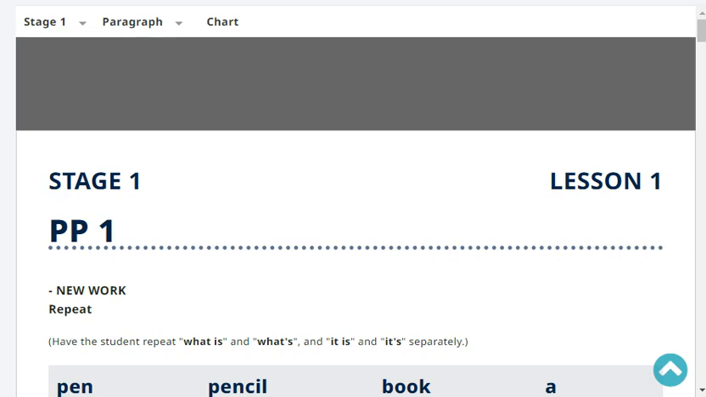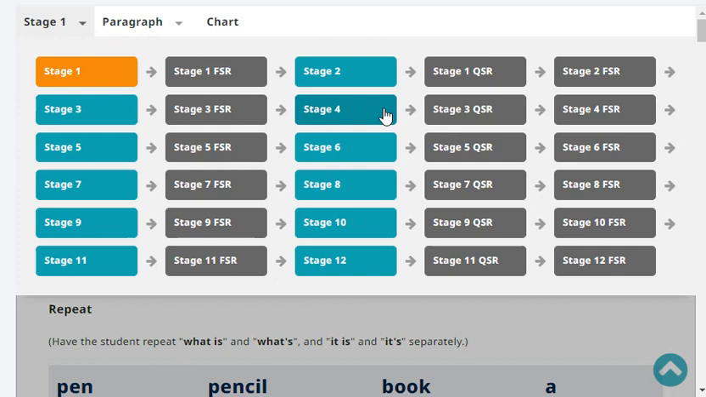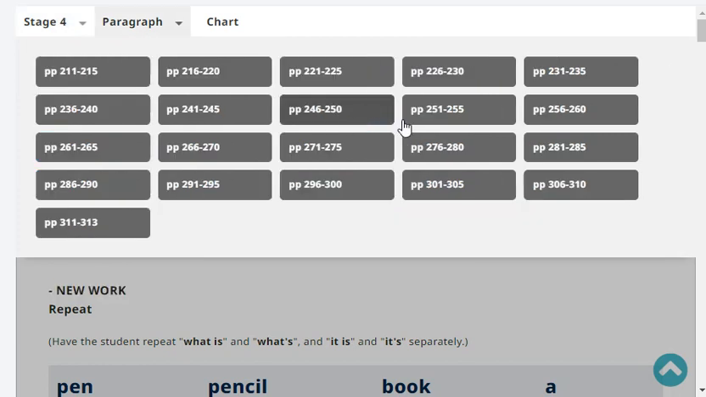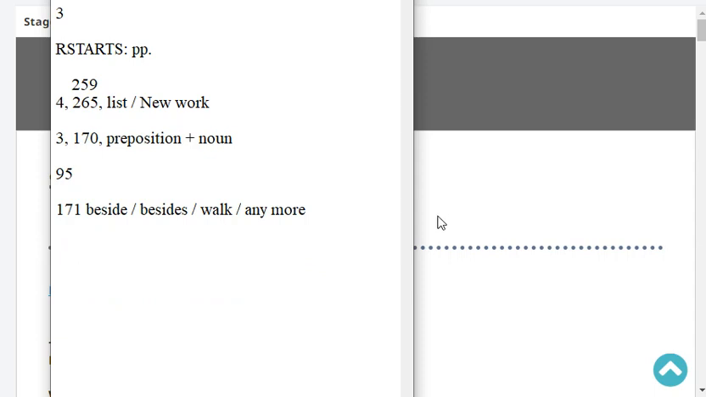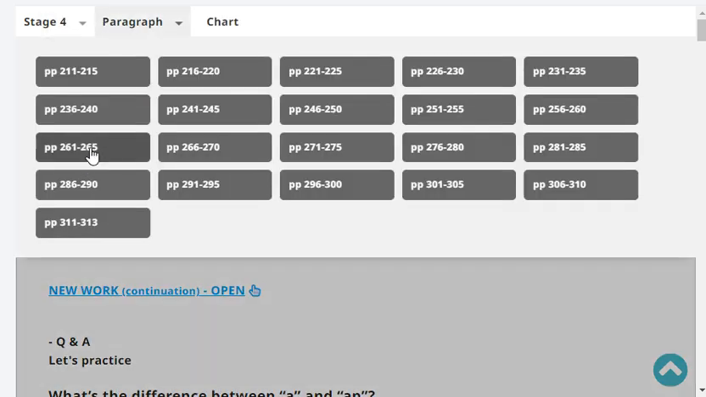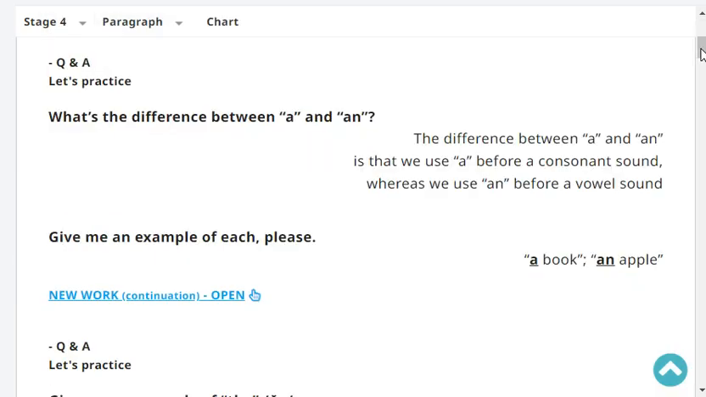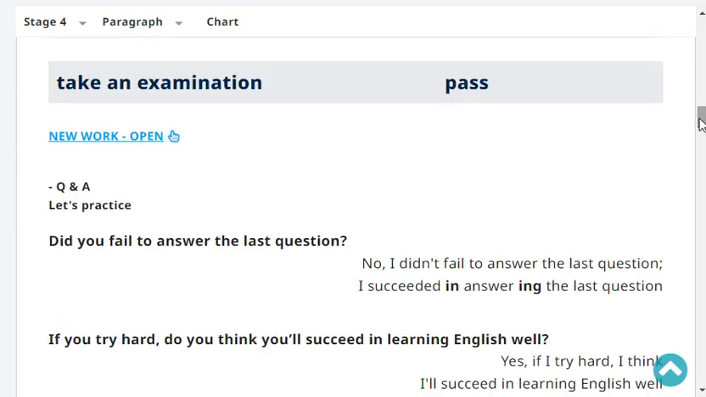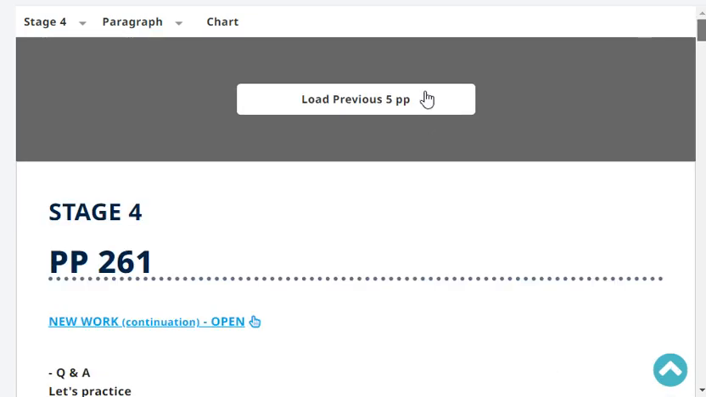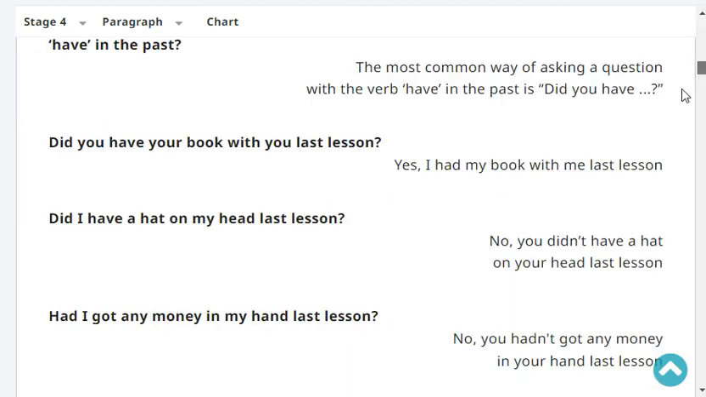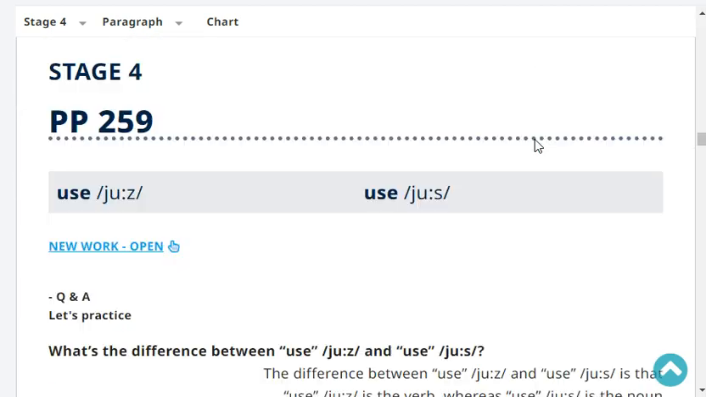Okay, stage 4, paragraph page 265. Stage 4, yes, 265. Okay, and our last head word was this new word type of lesson. Okay, so let's start with our revision. Let me just scroll down. Okay, here we go. First question.